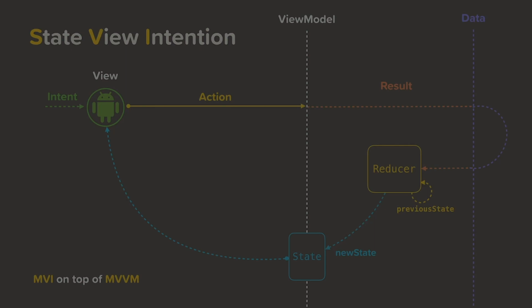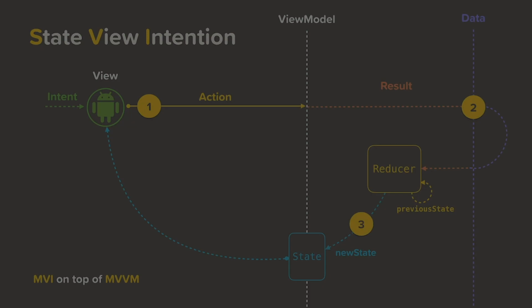So what we are going to do is look at these various pieces. The first one is the view sending various actions to the view model. These actions get converted into one or more results, a stream of data.